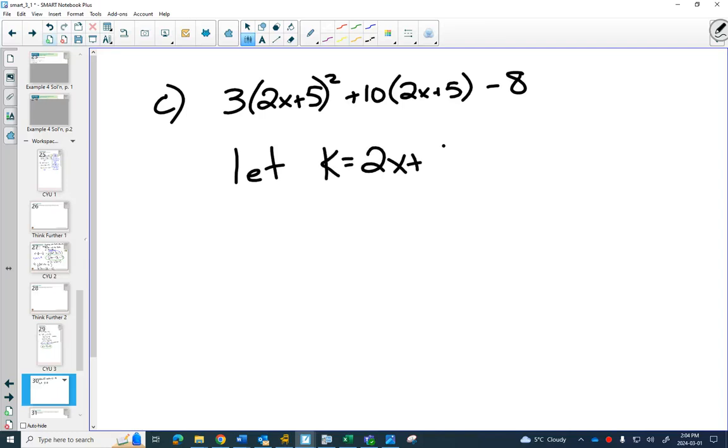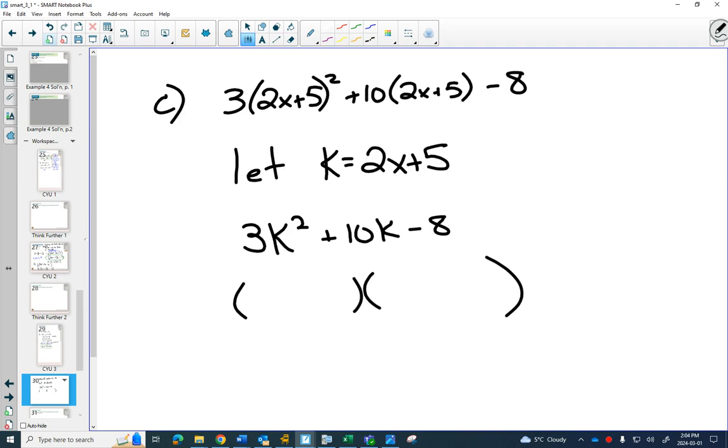Let K equal 2x plus 5, then this question becomes 3k squared plus 10k minus 8. No common factors. But I can put my brackets. 3k squared is easy. It has to be 3k and k. 8 gives us some options. 4 and 2, 2 and 4, 1 and 8, 8 and 1. So do some mental math, see if you can figure out whether you should use 1 and 8, 8 and 1, 2 and 4, or 4 and 2. You need to make 10.